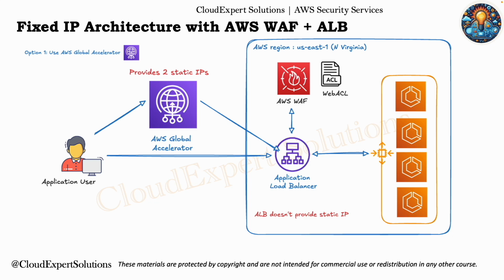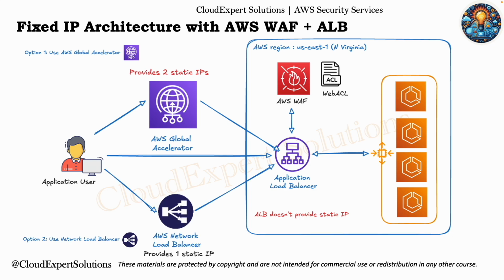The second option, you can use a network load balancer in front of the application load balancer, and with this method you can use a network load balancer with an elastic IP address. There you are going to get one single fixed public IP which will be your entry point, and you can share that IP with your customer. Now you have the best of both worlds. You have a fixed entry point for your client and layer 7 protection for your application. Please remember this architecture diagram. This is an exam scenario question.